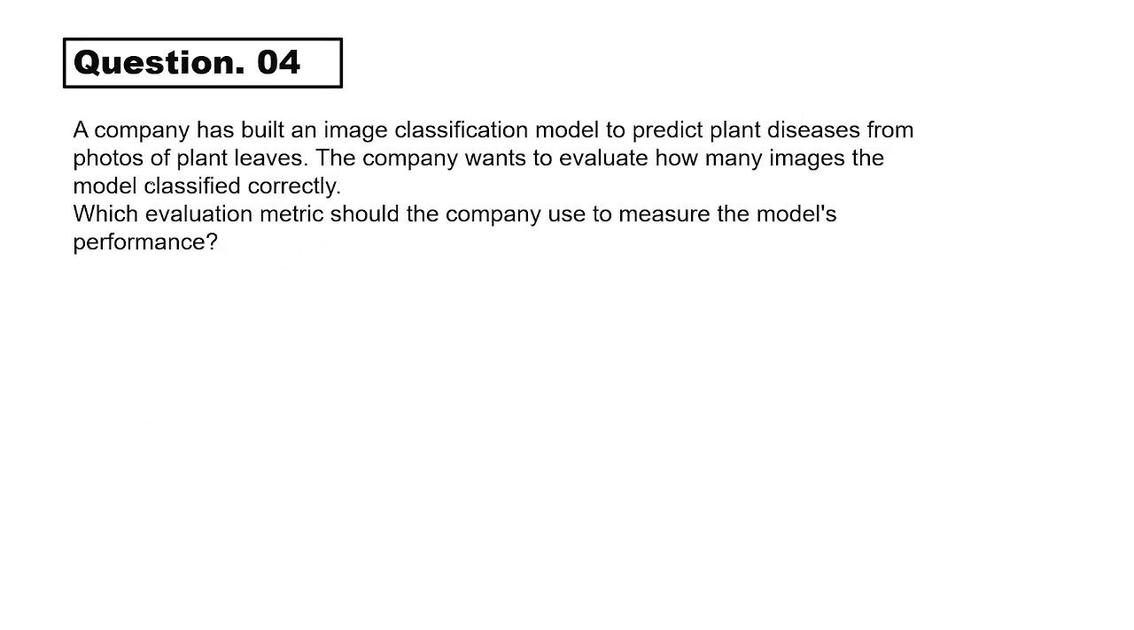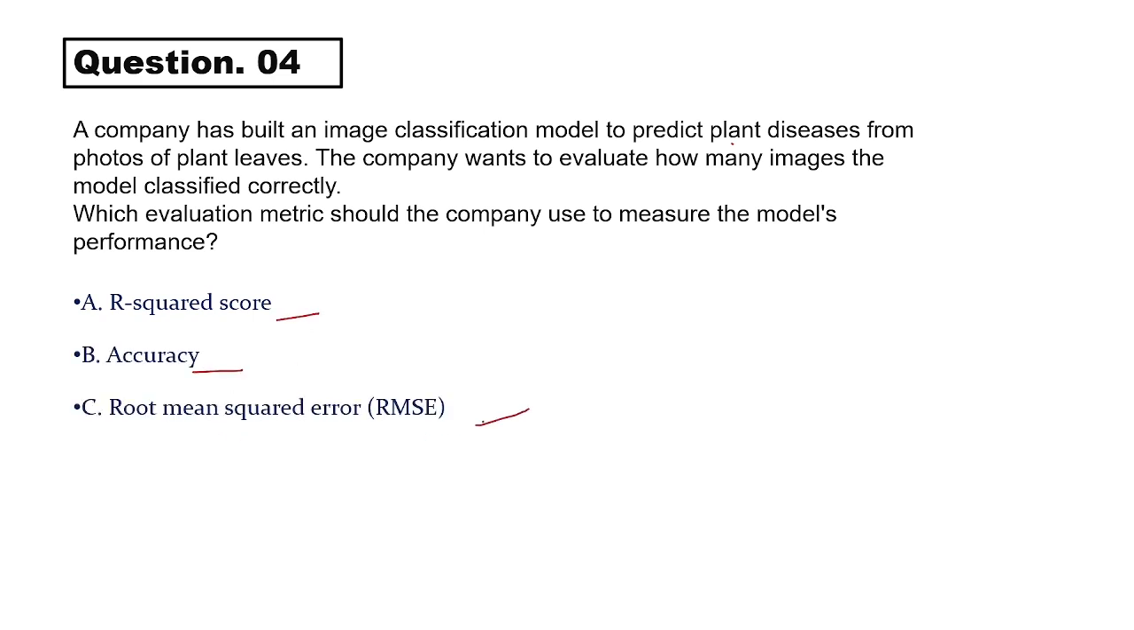Now question number 4. A company has built an image classification model to predict plant disease from photos of plant leaves. The company wants to evaluate how many images the model classified correctly. Which evaluation metric should the company use to measure the model's performance? Here are the options. Option A, R squared matrix. Option B, accuracy. Option C, root mean squared error.